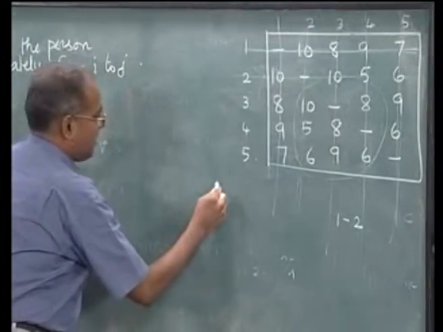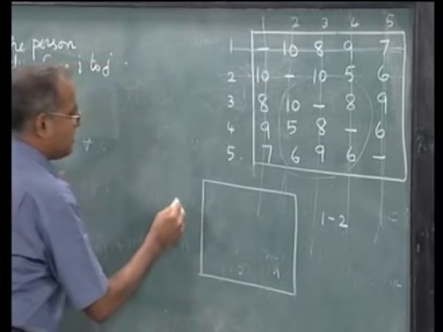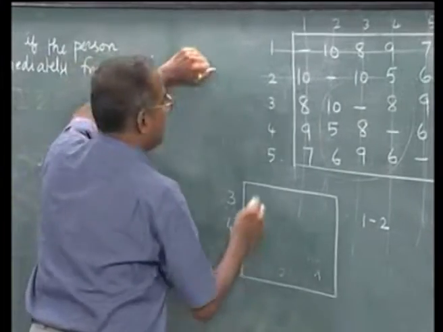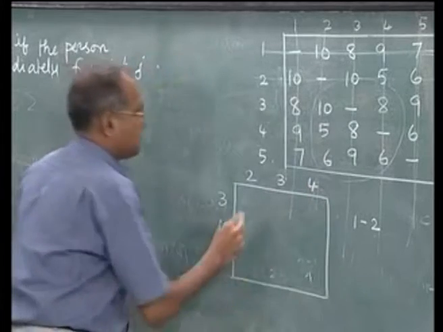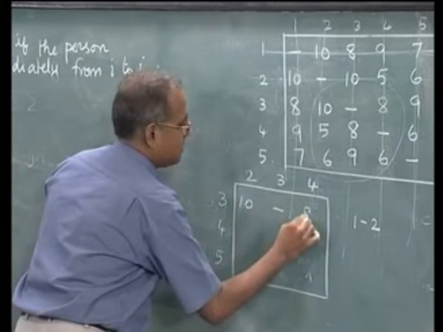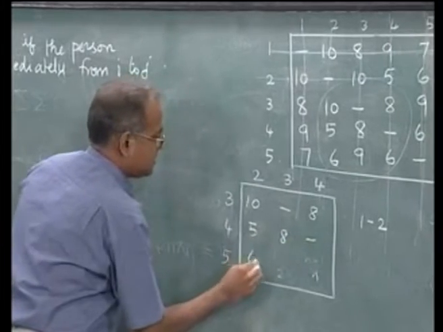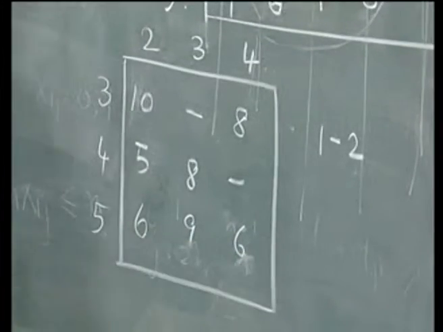So, what I have here are 3, 4 and 5, and I have 2, 3 and 4. So, I have 10 dash 8, 5, 8 dash 6, 9 and 6. We can actually do one more thing.